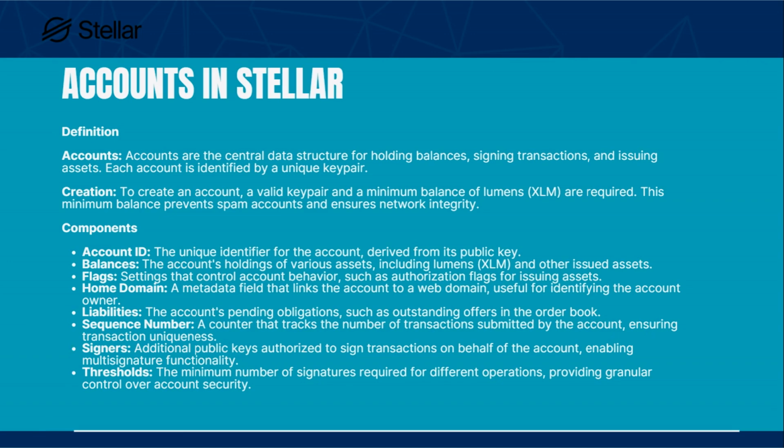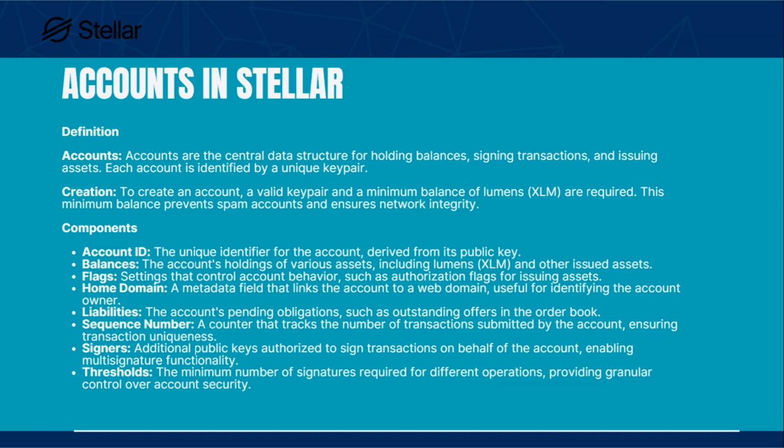Now we look at the account components. First, we have the account ID. This is derived from your public key. It acts as your identity, your address, and your public reference. Second, balances. These include XLM, stablecoins, tokens, and custom assets. Third, we have flags. These control authorization rules, account permissions, and asset control policies.